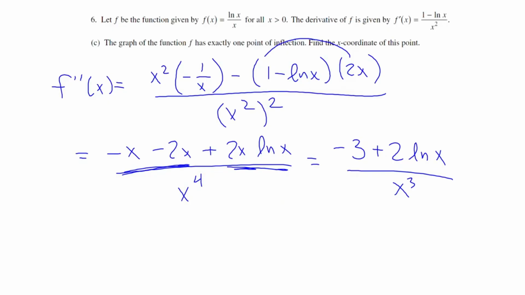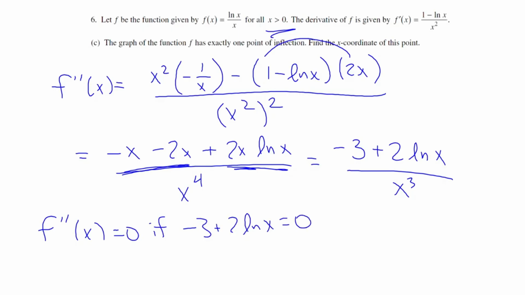But that is kind of beside the point, because the only thing that makes this undefined is x equals 0, which isn't in there. So we want to see when is this equal to 0. And that'd be when negative 3 plus 2 ln x equals 0, which means that ln x is going to equal 3/2, or x is equal to e to the 3/2.